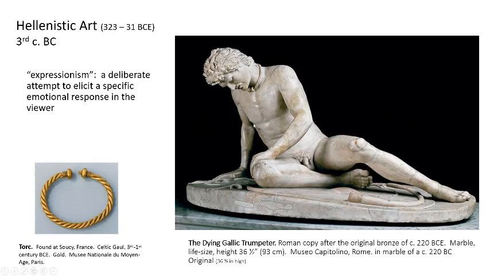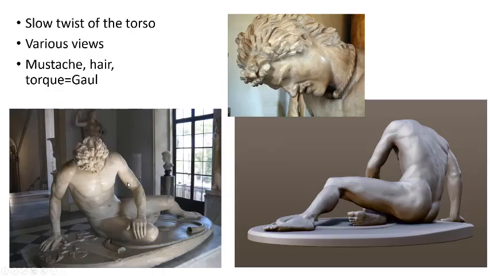We know he's a Gaul for a couple of reasons, partly because of this torque. Do you see the necklace, his torque around his neck? It's interesting to see that here's a torque that was found in France, in ancient Gaul, and it's very like the one that this trumpeter is wearing. Another hint, aside from this torque, which a Roman or a Greek would have never worn, was that it was very much part of a Gallic repertoire of adornment.